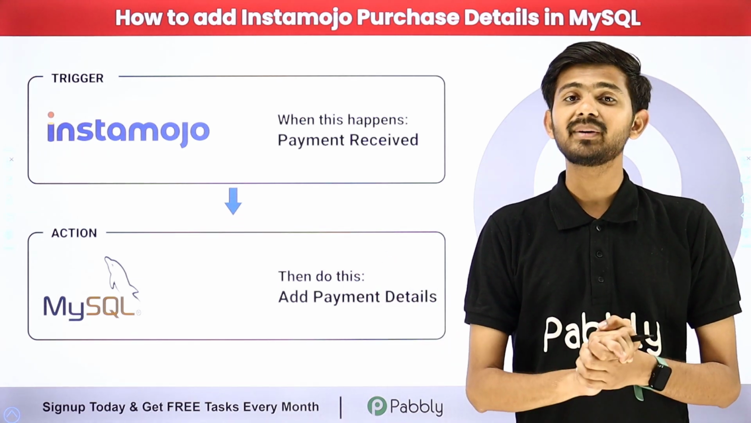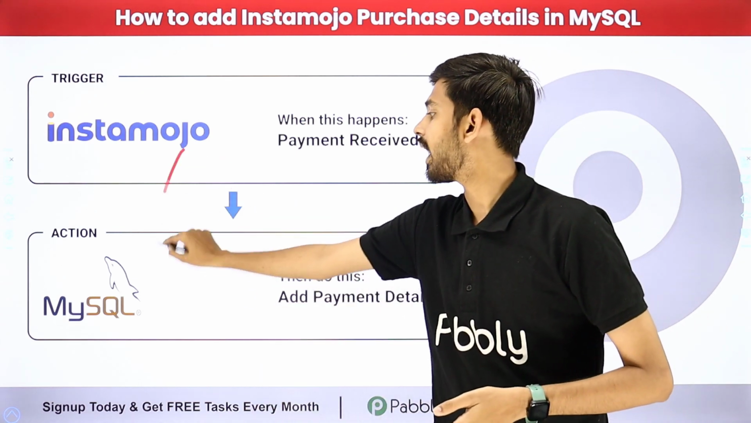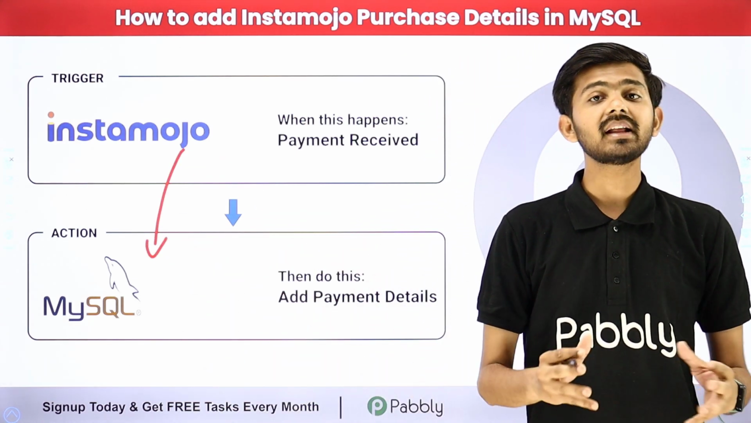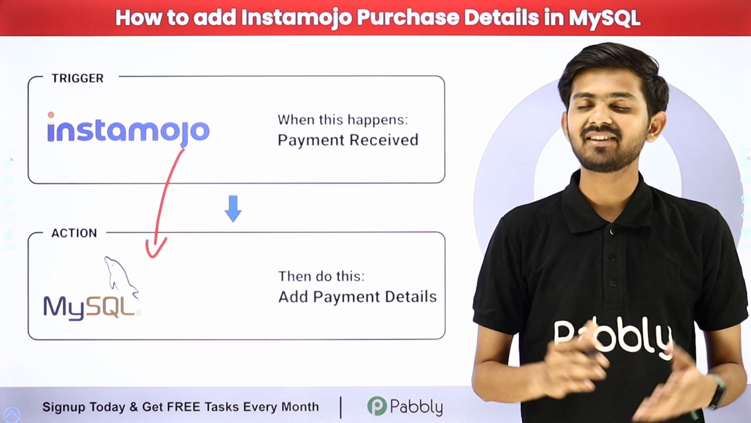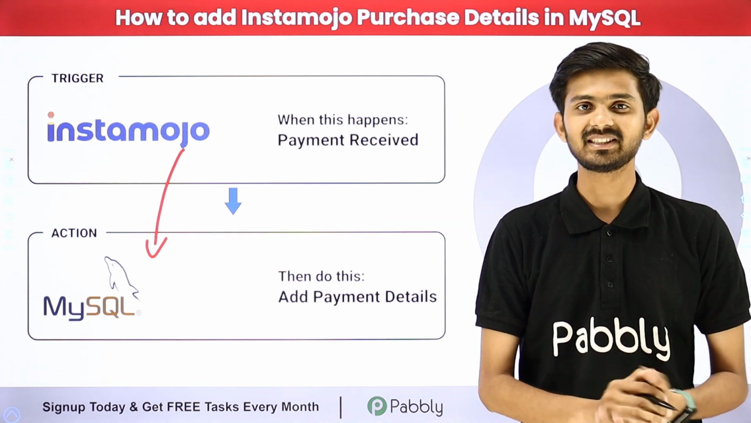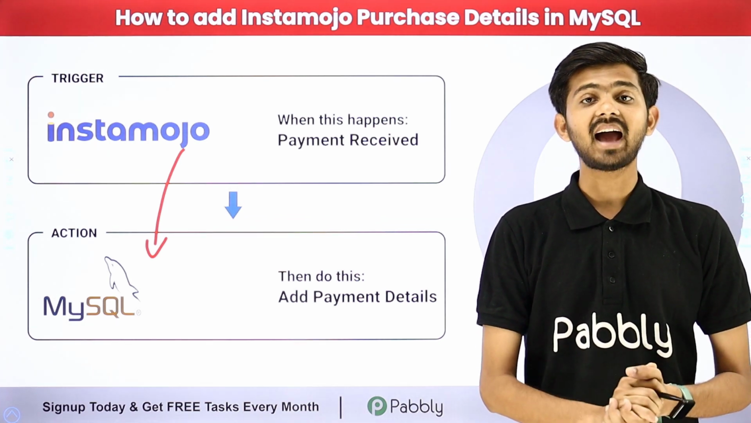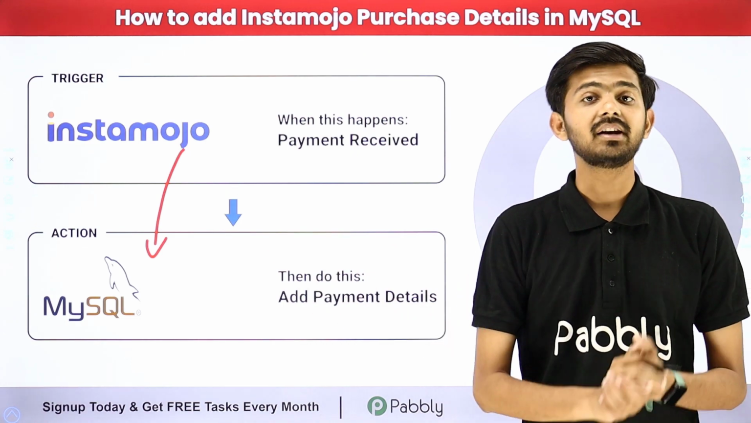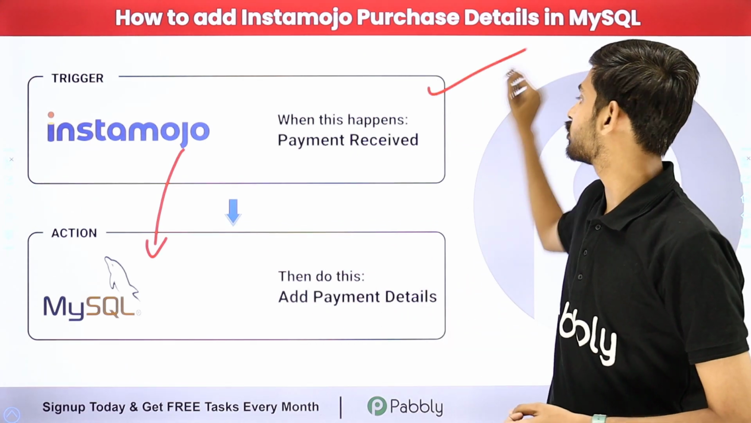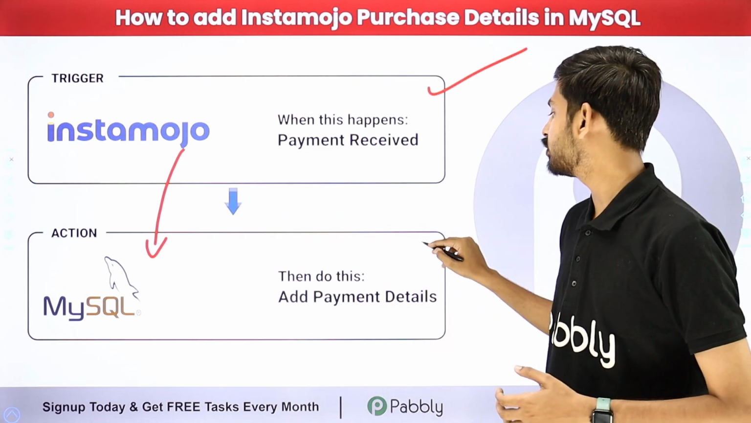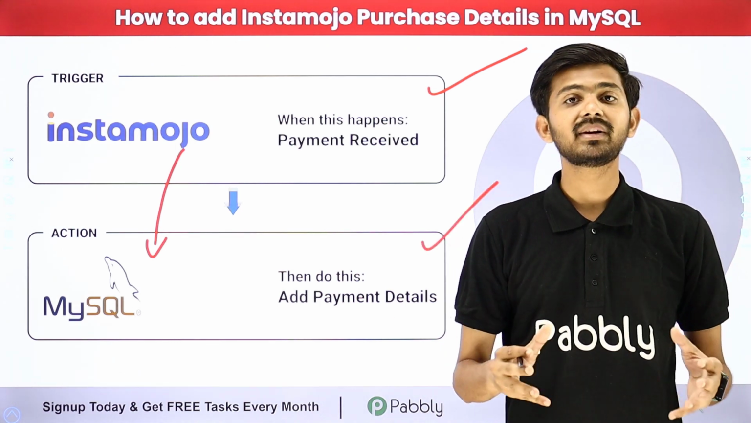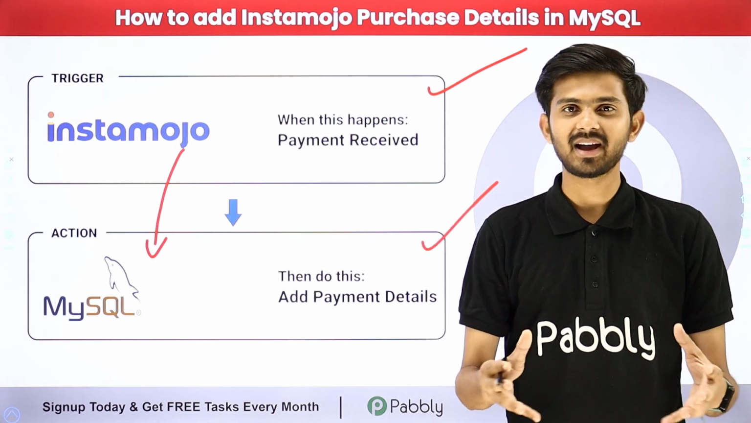So for this I have to build a simple connection between Instamojo and MySQL. For building this connection, I'm going to use Pabbly Connect, which is an amazing software for automation and integration. In Pabbly Connect, I have to use trigger and action. In the trigger application, I'm going to use Instamojo. In the action application, I'm going to use MySQL. So how am I going to build this connection? For that, let me take you to my computer screen.